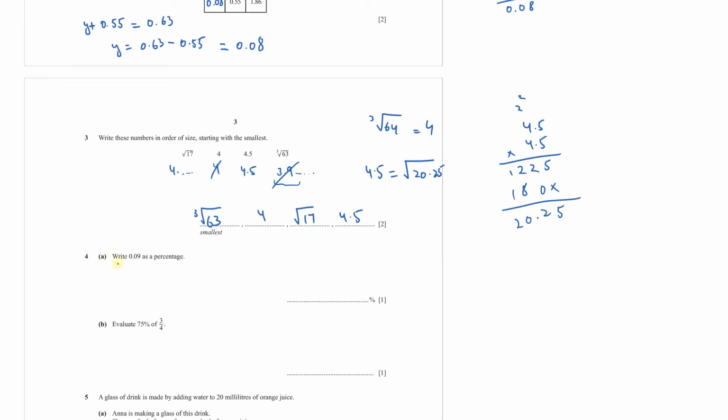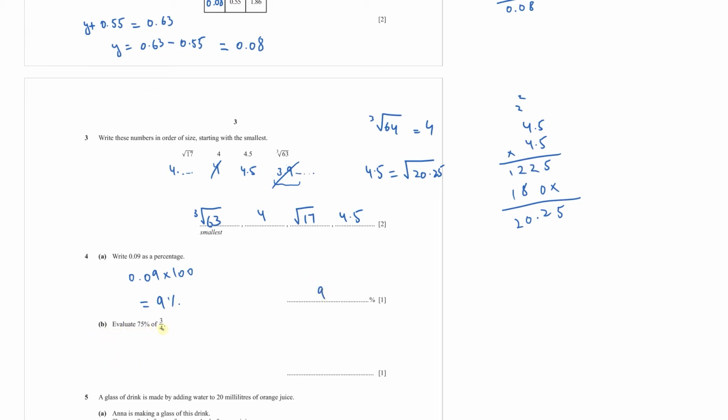Question number 4 is write 0.09 as a percentage. So this is pretty straightforward. To convert this into percentage, I will simply multiply it by 100. I have two zeros here, so I will move this decimal two places to the right. So this will be 9%.